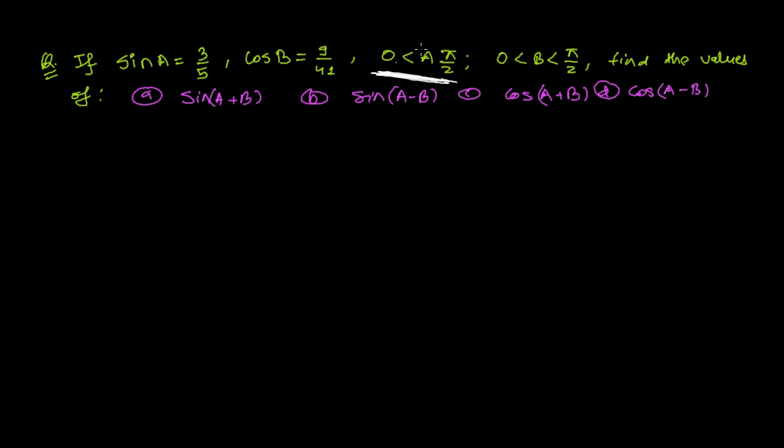It means it falls in the first quadrant, and the same here, the angle B is also between 0 and 90 degrees. All right, it means they fall in the first quadrant. It means all the values of sine and cosine are positive. That's what they want to say here.